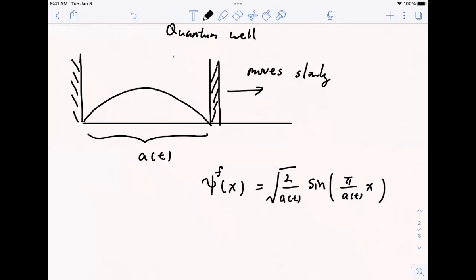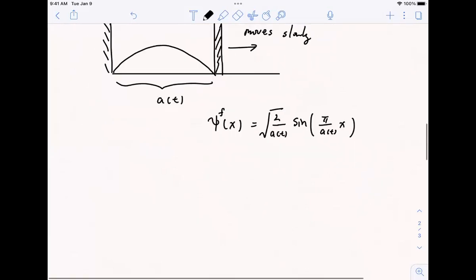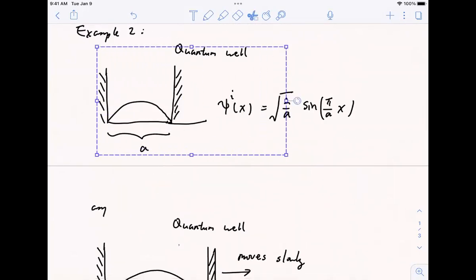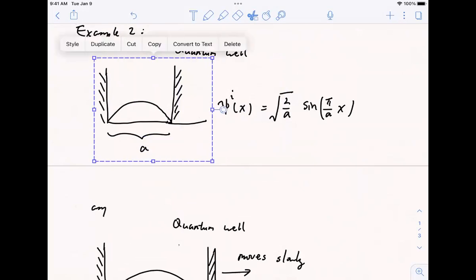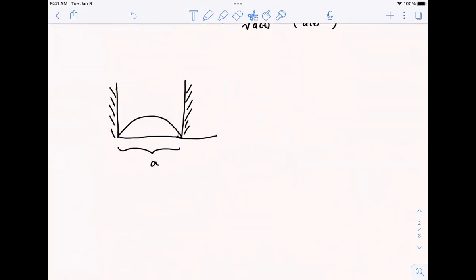But you need to move slow enough. Okay, if you don't move slow enough, then what will happen? If you move suddenly, then this is what happens. If you move suddenly, then the wave function won't change at all.